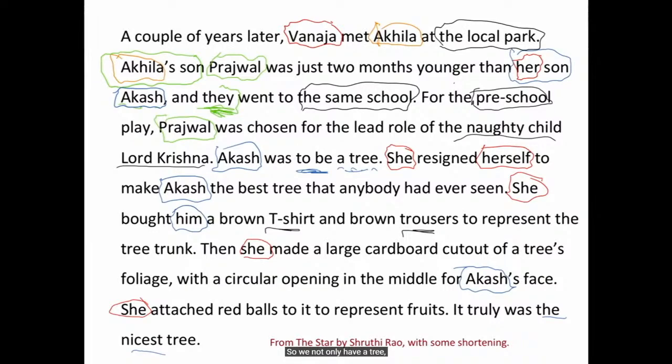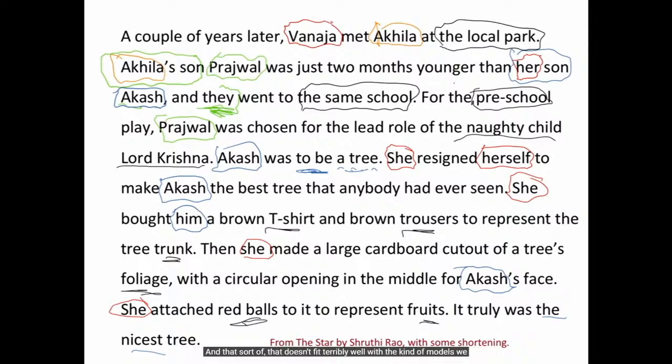So we not only have a tree, but that tree then has a lot of parts, right? So the tree has a trunk, and the tree has foliage, and things like that. And there are these red balls that are representing fruits, right? So there's a lot of stuff that's somehow connected together and somehow separate.